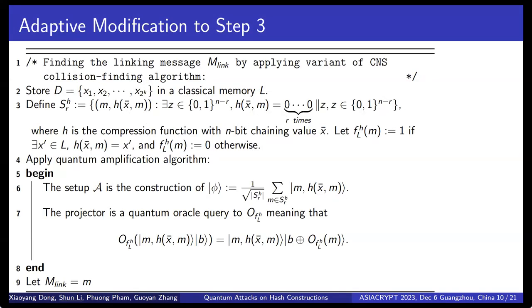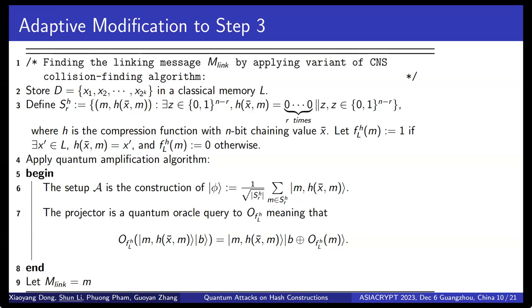For the adaptive modification to step three, we need to find the linking message and link by applying the variant of the CNS region finding algorithm. As in step one, we already have the diamond structure in classical memory L.